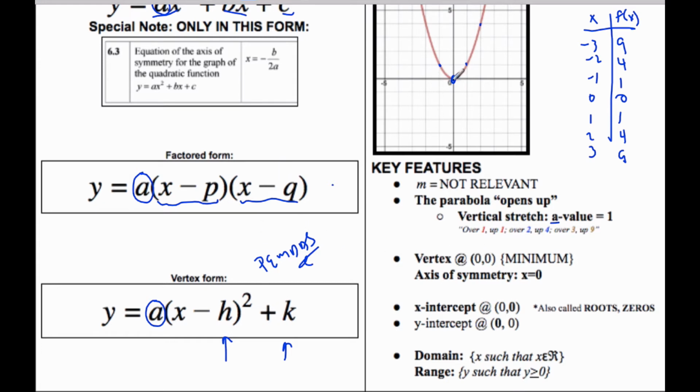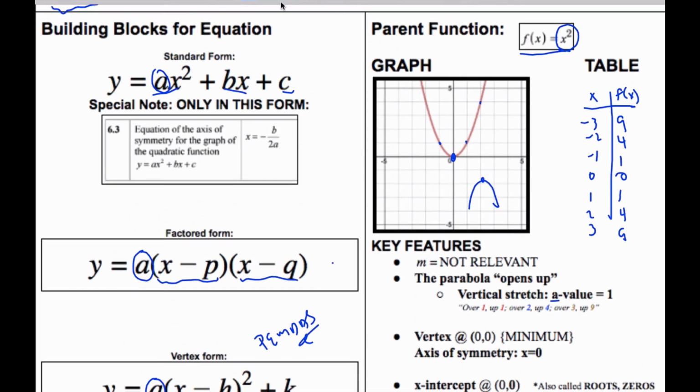So the vertex happens at our minimum, or it could be our maximum as well, wherever the vertex is. For our parent function, it's (0, 0). We also have this thing called an axis of symmetry. If I draw a line straight through here, this half of the graph is symmetric over this line, and I get this half of the graph. And so the axis of symmetry in this case is x equals 0. The x value of the vertex and the axis of symmetry are always the same.